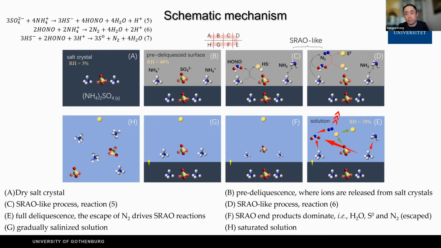Yes. So typically, if one only looks at this equilibrium system, one might look only at this A and this H. But by looking at this transient, or these pre-deliquescence states, we see there's actually something else happening. And that might be overlooked in our previous investigations. So this could indicate something happening during this transition period.